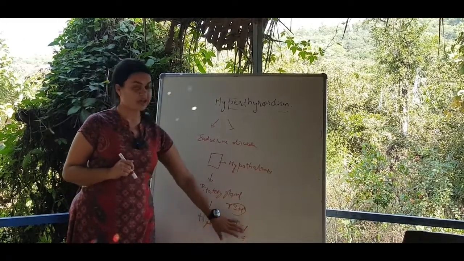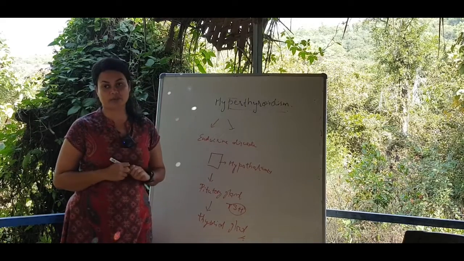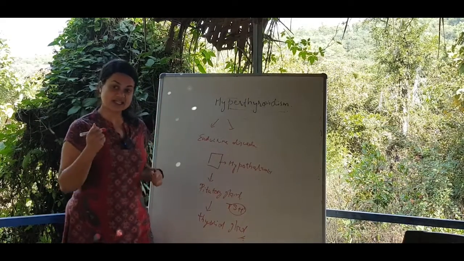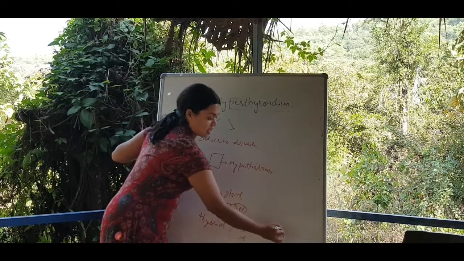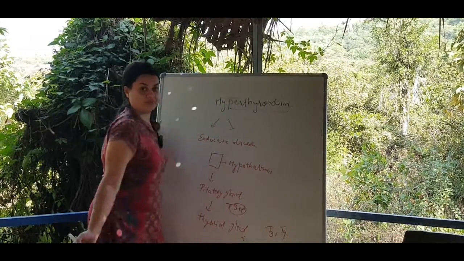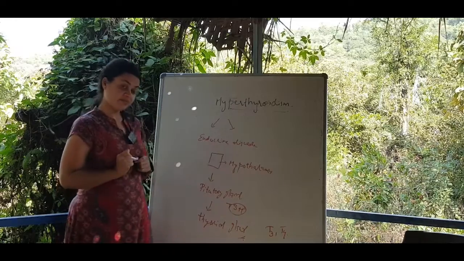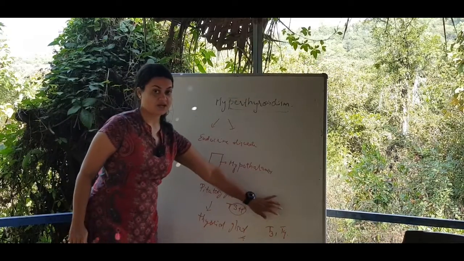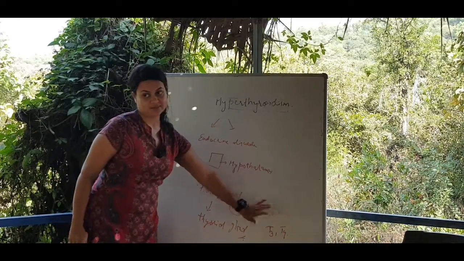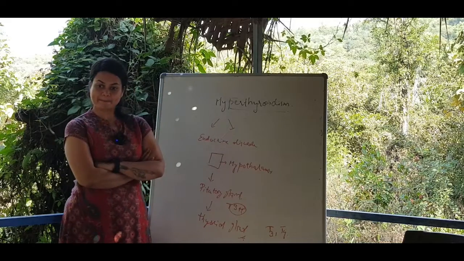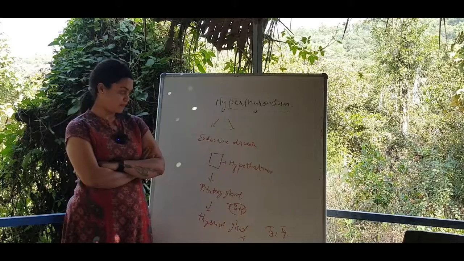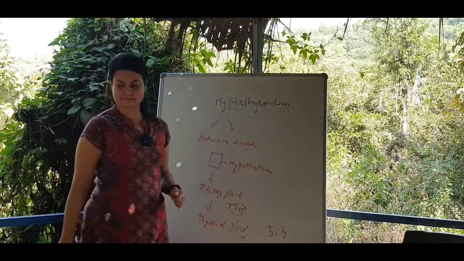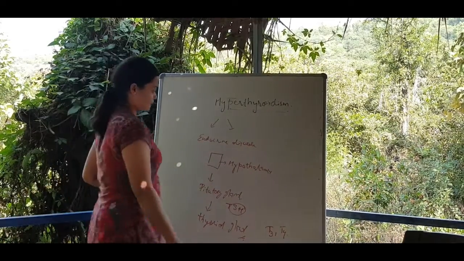Now, in thyroid gland, two hormones are produced. What are those? Yesterday I mentioned it. T3 and T4. Which is the active form? T4. It is called thyroxine. Clear? Okay.